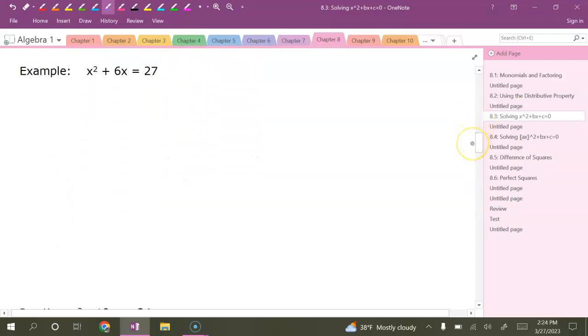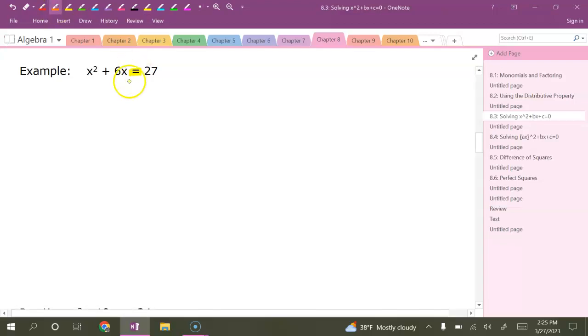All right, taking a look here at the next example. Before we try to factor this, what I want you to notice is that the 27 is after the equal sign here. So the equal sign is actually splitting this problem apart, and we don't want that to happen when we're trying to factor. We want everything to be on the same side of the equal sign. So what we're going to do is move that 27 over to the left side so that everything's on the same side of the equal sign here.